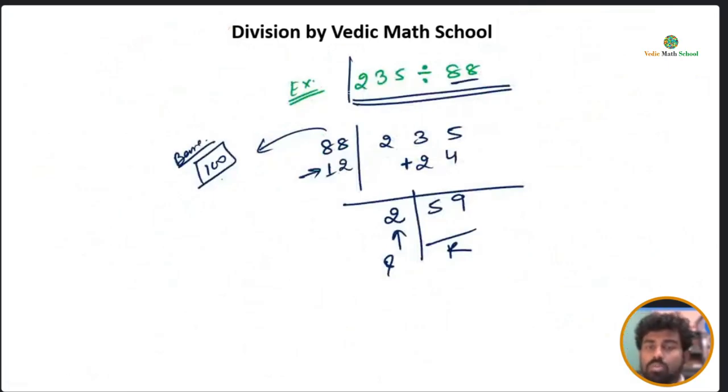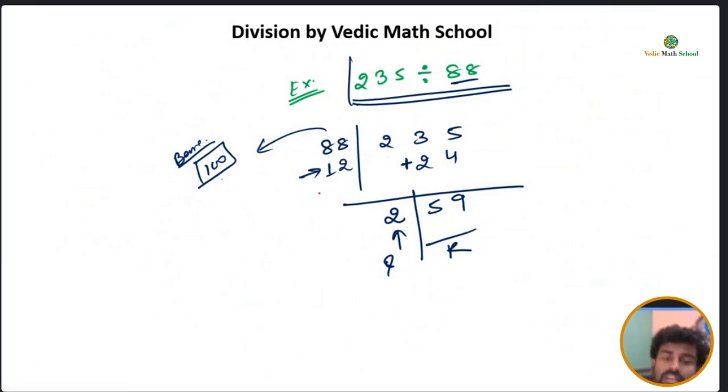यहाँ पे करते हैं 235 divided by 88. 235 divided by 88. How are we going to do that? So the simple process will again be the same. We are going to write down 235 here, and 88 will be here.